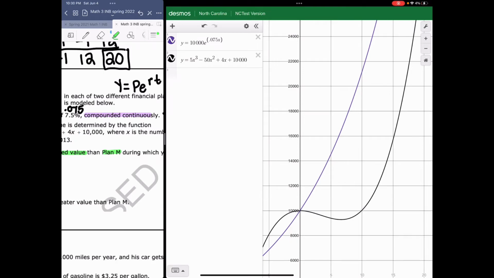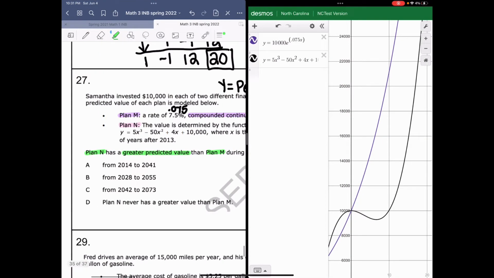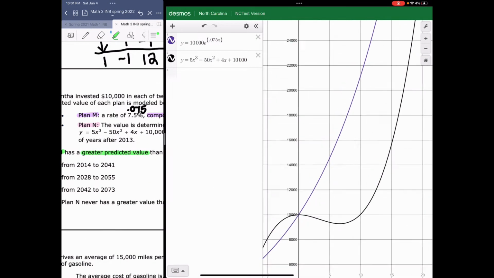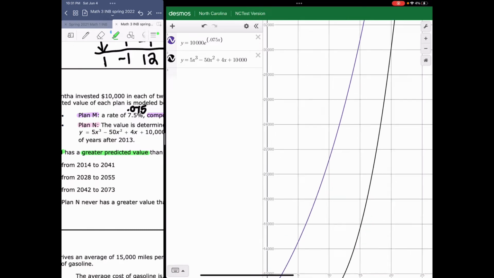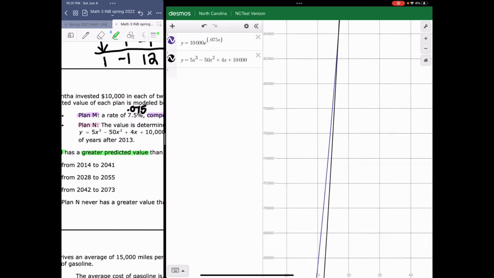So the question is, when is Plan N greater than Plan M? So remember, Plan N for ours is in black. So when is it greater? So along the graph here, purple right here in this area is still above it. So that's not greater. So we're going to keep going. We're trying to look for when the purple goes below.